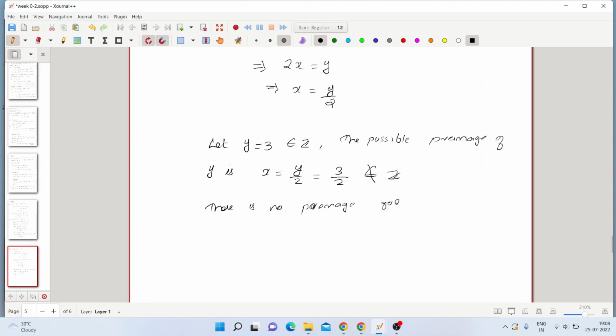Okay. Now let us see one more example. Suppose f is a map from the closed interval minus 1 to 1 to the closed interval 0 to 1, defined by f of x equal to mod x. We need to check whether f is 1-1 or onto.